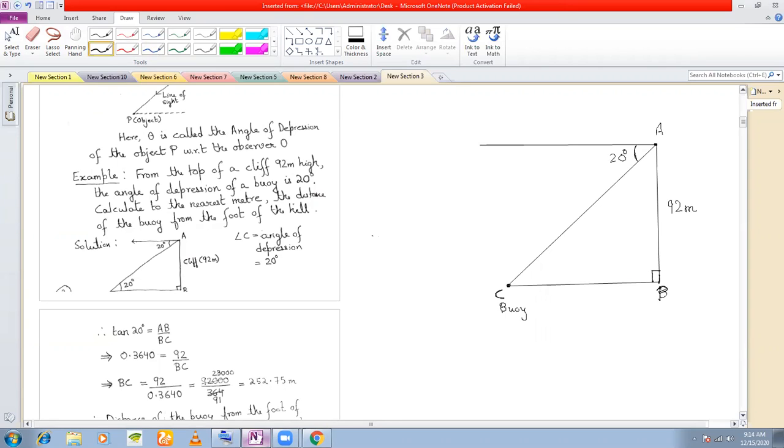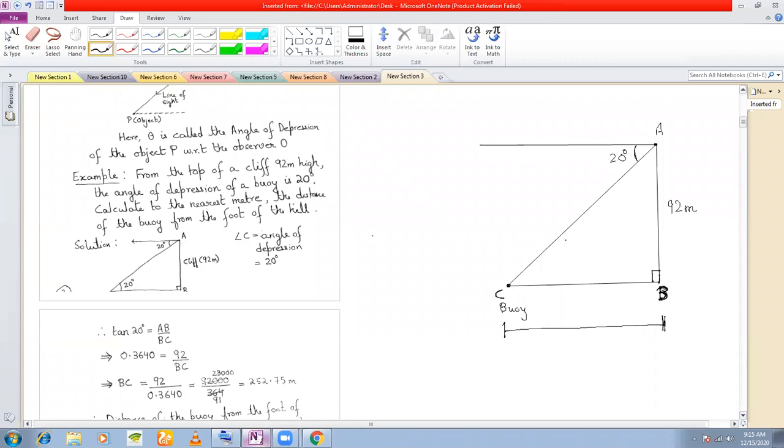Which is the foot of the hill? B is the foot of the hill or the cliff. Okay, B is the foot of the hill or the cliff. You have to calculate the distance of the boy from the foot of the hill or the cliff. Okay, so how will you calculate this?